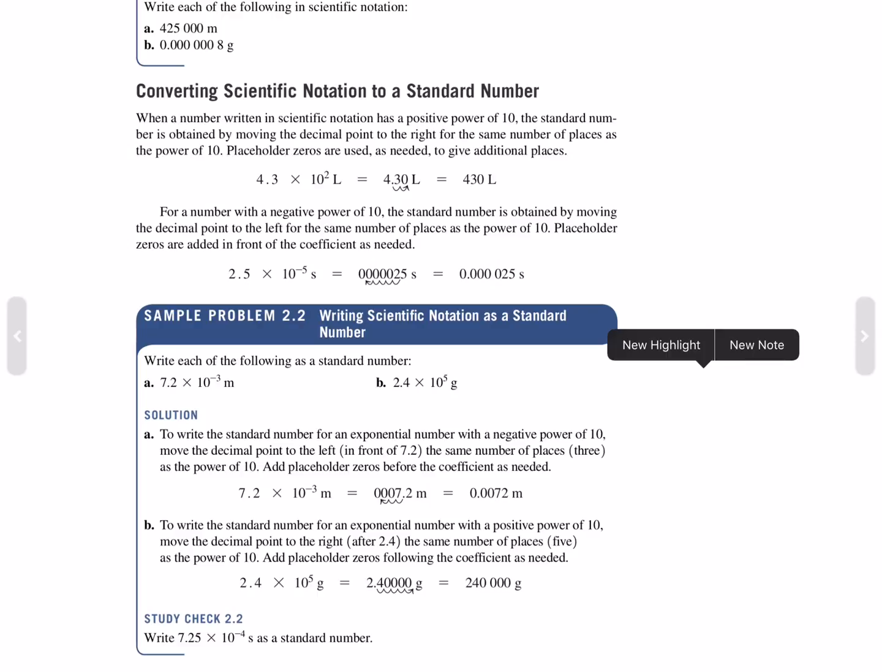For a number with a negative power of 10, the standard number is obtained by moving the decimal place to the left the same number of places as the power of 10. Placeholder zeros are added in front of the coefficient as needed. 2.5 times 10 to the negative 5 seconds. You move to the left 5 places since it's a negative power, which gives you 0.000025 seconds.